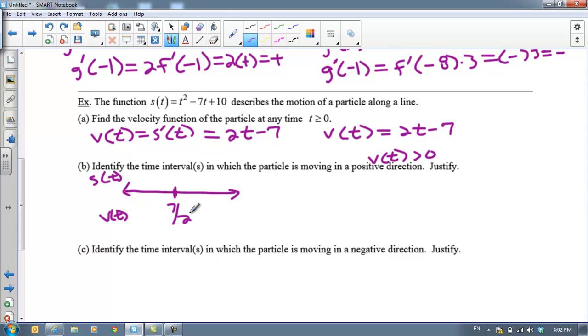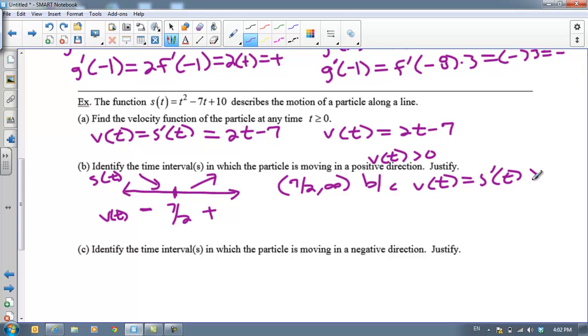So let's check the velocity here, which will tell me something about the position. Let's plug in a number like 0. If we plug in a 0 to our velocity, I get a negative velocity, which means that my position is decreasing. And if I plug in a number like 5 into my velocity equation, I get a positive number, which means that my position is increasing. So my answer to this is from 7/2 to infinity, because v of t, which is equal to s prime of t, is greater than 0 on that interval.